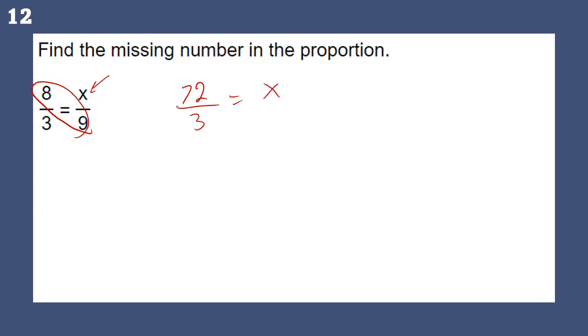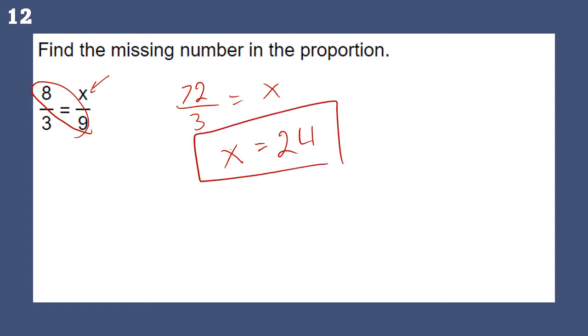Divide 72 by 3, and I get x equals 24. And so our missing number is 24. Now, some people do the cross multiply and divide, and that's going to be the same thing. Make sure you solve for that x.